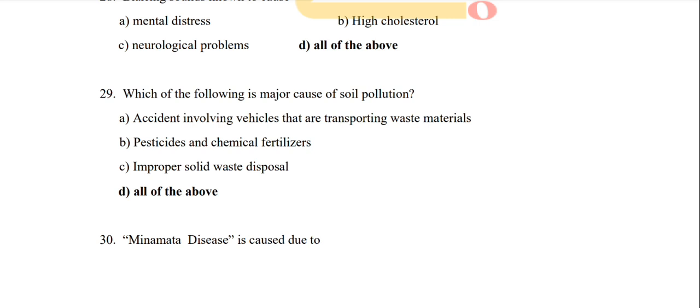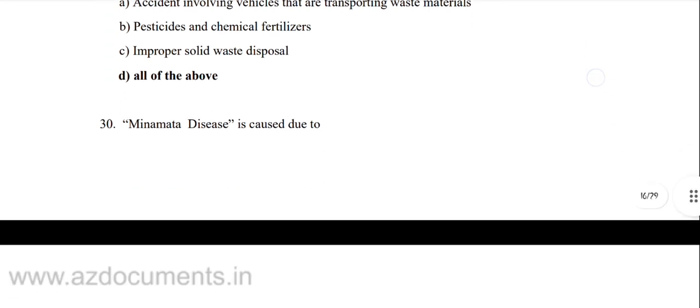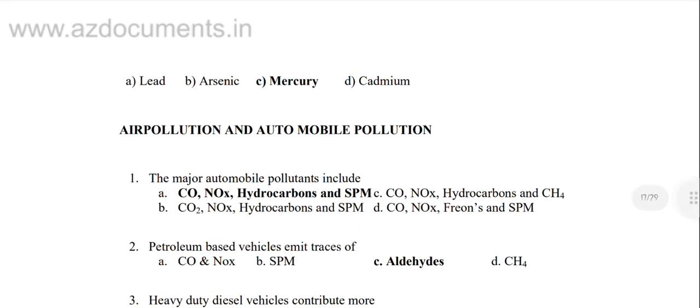Option A, accidents involving vehicles that are transporting waste materials. Option B, pesticides and chemical fertilizers. Option C, improper solid waste disposal. All the above. 30th question, Minamata disease is caused due to mercury. So we can go for another topic.